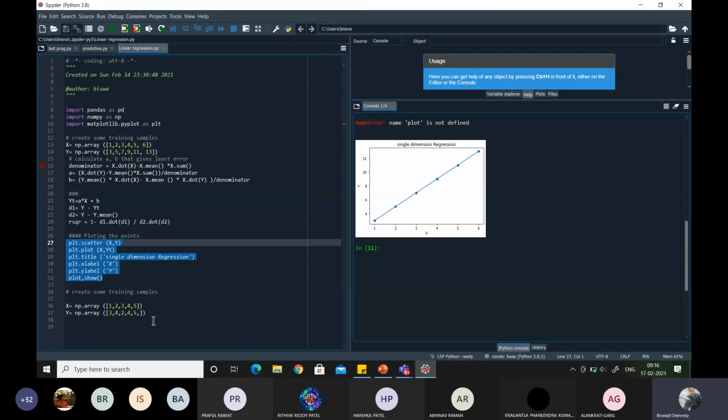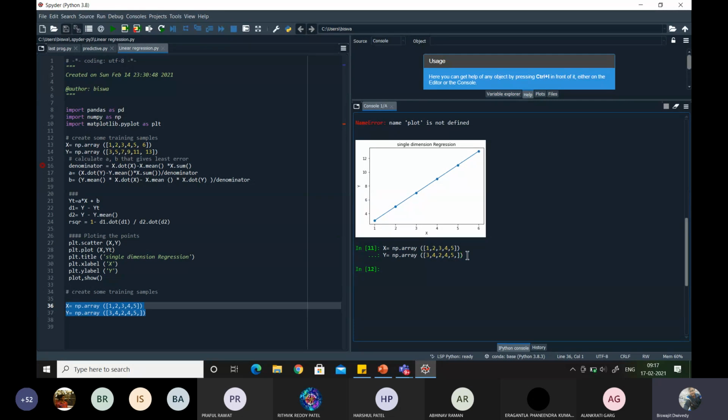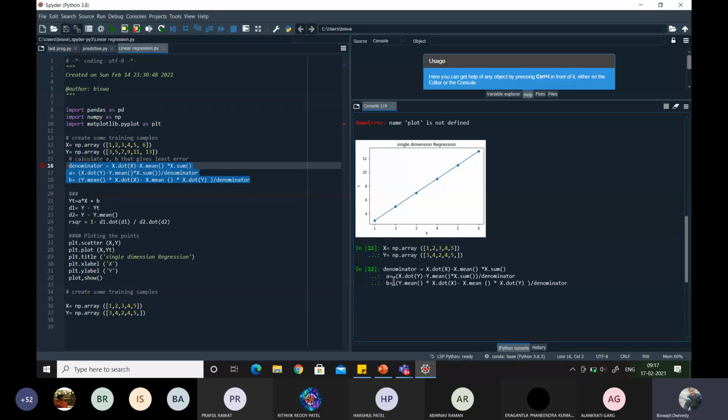So let us check that other example which we discussed at the beginning. X is equal to 1 2 3 4 5, corresponding y are 3 4 2 4 5. This is the case we discussed at the beginning. Next, let us find out the A and B values. We'll be comparing whether our coding gives us the correct result or not.